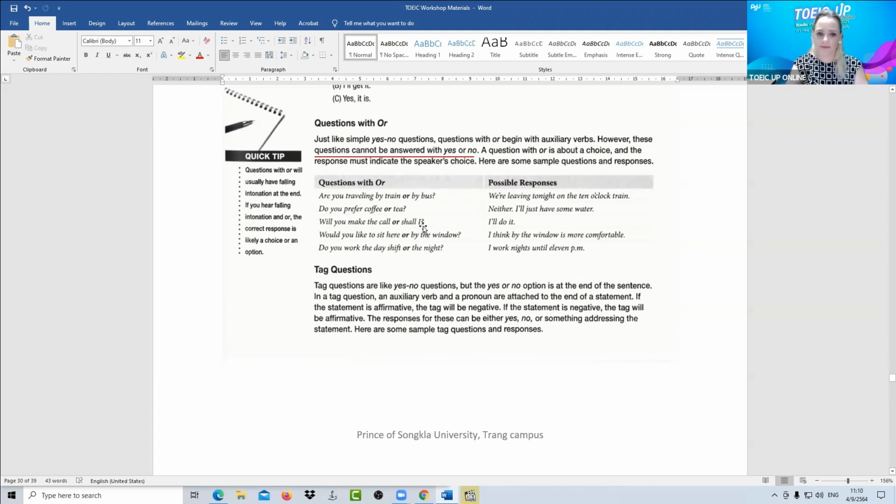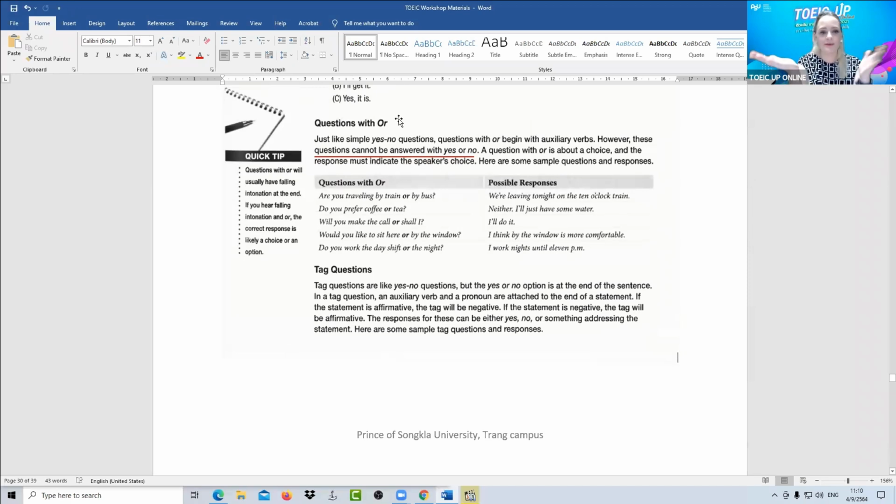You or me? Would you like to sit here or by the window? So if you're on a plane, would you like the aisle or the window seat, right? Do you work the day shift or the night shift? You can't, unless you work really hard, you're not working both, you work either or. You still need to sleep. Okay. So that's the questions with or.